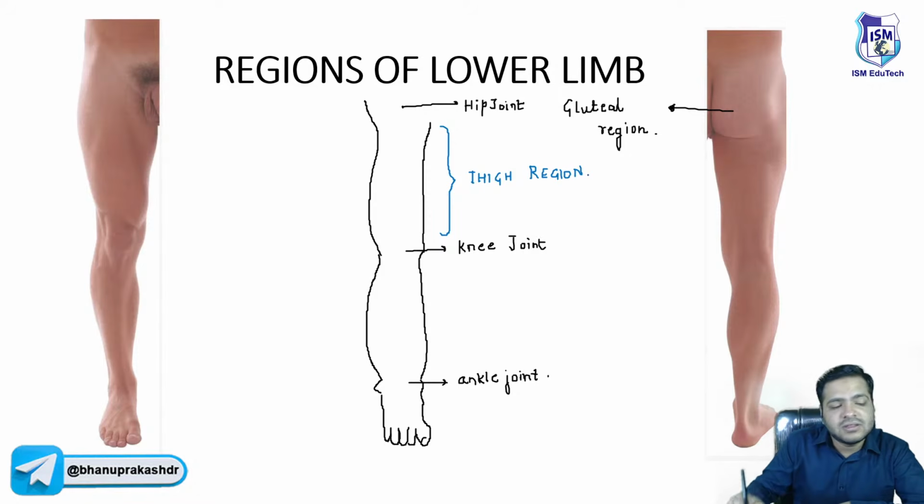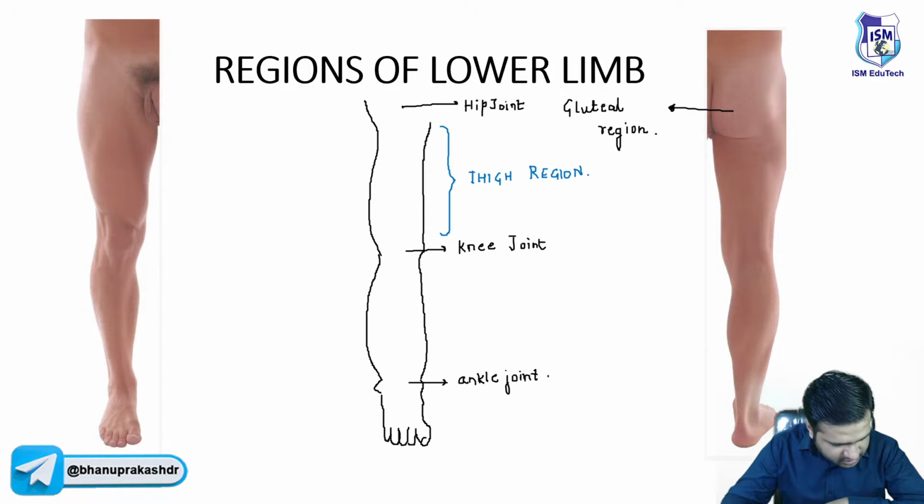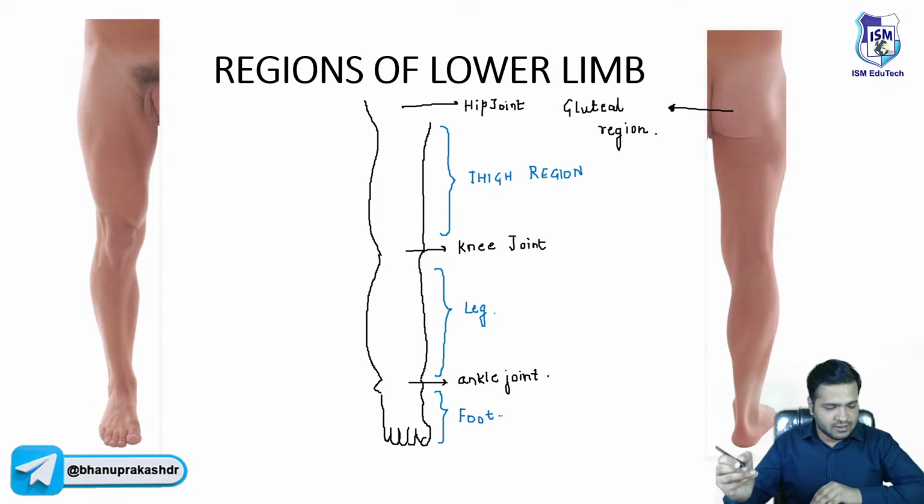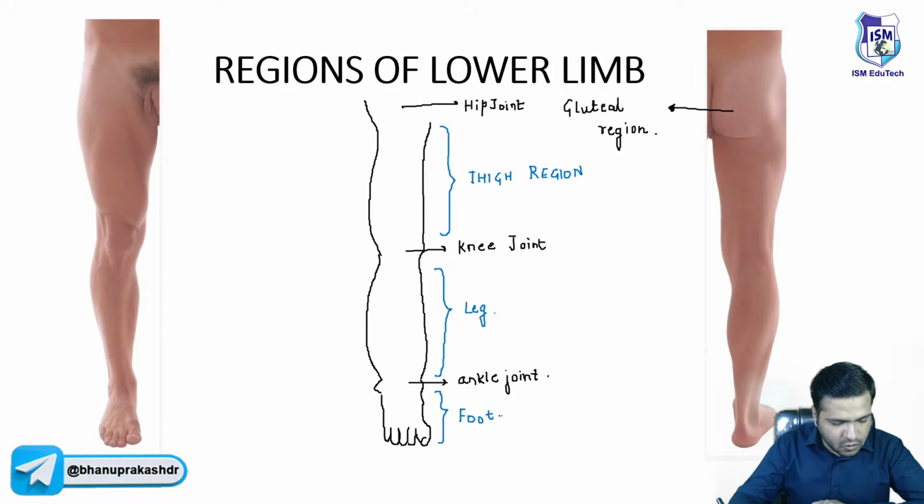It is also called the femoral region, because the femur bone is present over here. From knee joint to ankle joint, this is called the leg. And below the ankle joint, the whole part is called the foot. So remember, we have four regions.